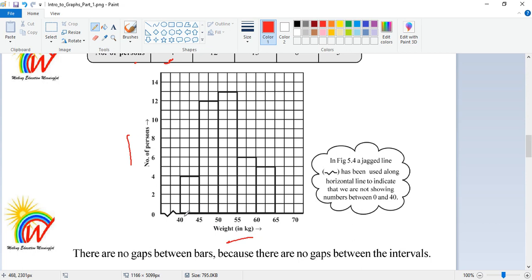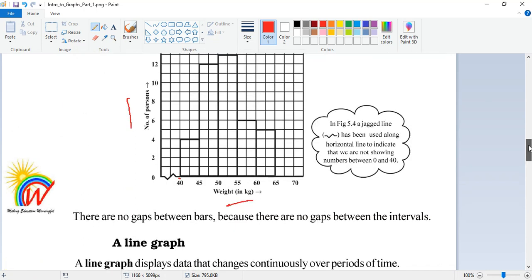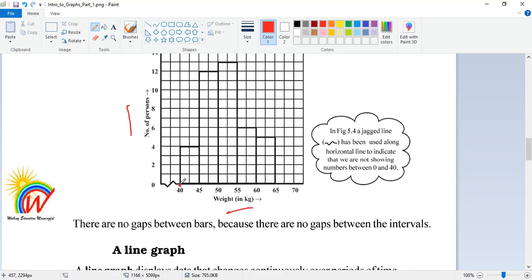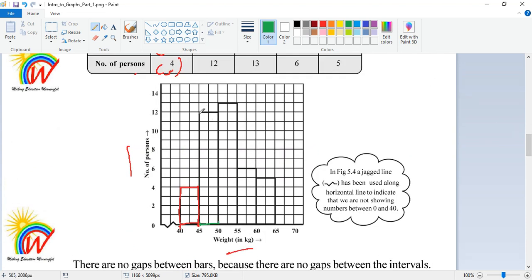So within 40 to 45, that's what it says, no? From 40 to 45 you are supposed to have 4. So you will draw from 40 to 45, you will draw 4. Make a graph like this. Then, let me use a different pen, from 45 to 50 you have got the next one. What is it? 12. So you will just join this. You see it's touching the red graph, right?